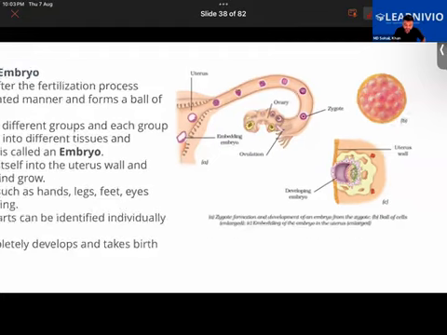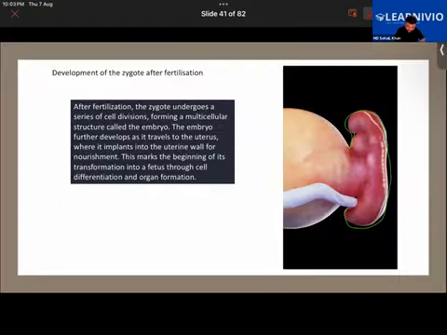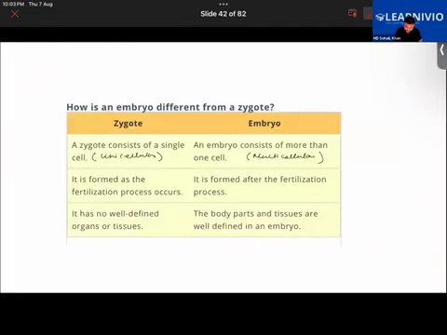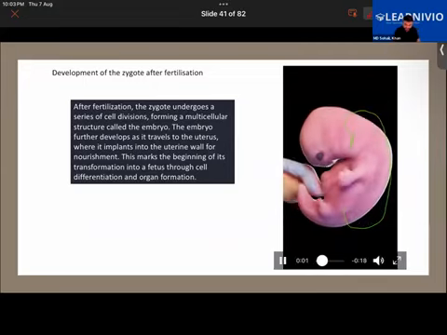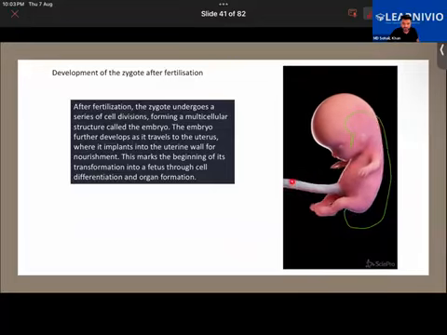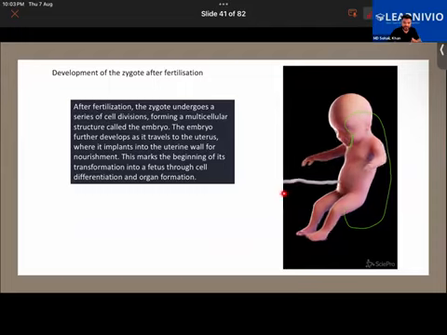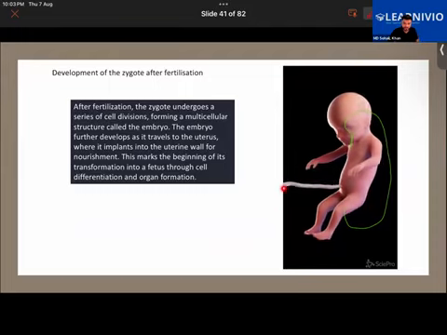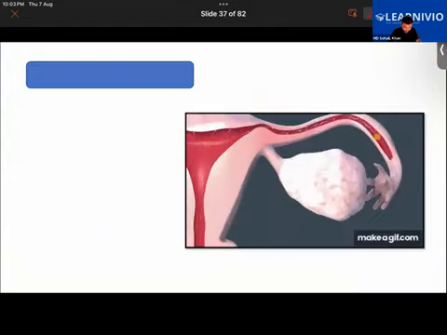So there's a structure called the placenta that develops here, and another structure called the umbilical cord that basically connects it. As you can see here, the white structure over here is basically the umbilical cord. And the umbilical cord is later connected to the placenta. You can see that in the other image, this one over here.